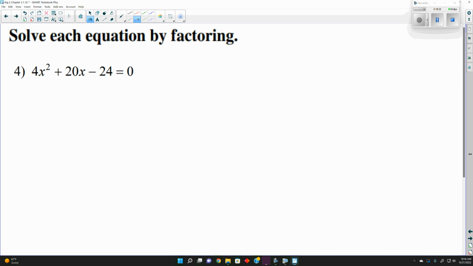4x squared plus 20x minus 24 equals 0. Well, again, they didn't give us two sets of parentheses equals 0. So we can factor this. Is there a greatest common factor between these three terms? 4. So we can factor the 4 out. And 4 out of 4x squared leaves us with x squared. Now, we didn't factor out a negative, so the signs will stay the same. 20 divided by 4 is 5, and we have x minus 6 is equal to 0.